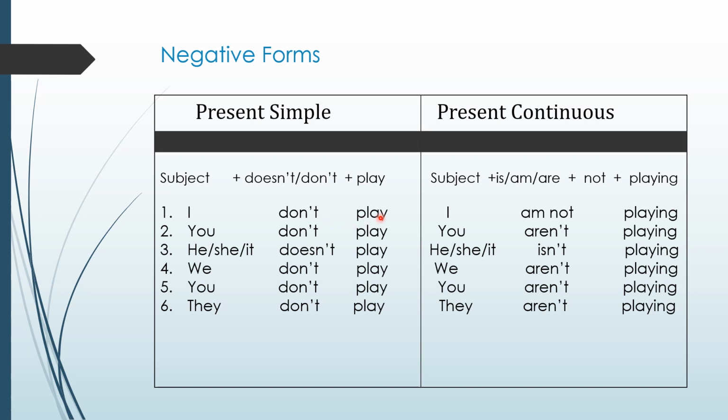I don't play. In present continuous tense, I am not playing. You don't play. You aren't playing. He, she, it doesn't play. He, she, it isn't playing. We don't play. We aren't playing. You don't play. You aren't playing. They don't play. They aren't playing.